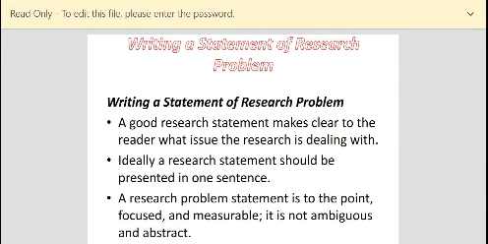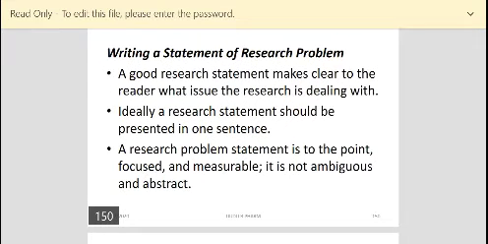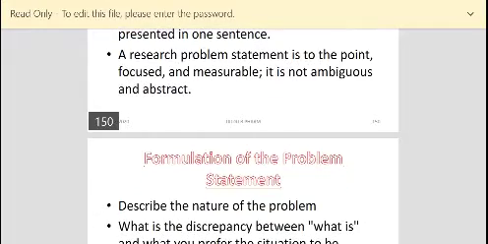A good research statement makes clear to the reader what issue the research is dealing with. Ideally, a research statement should be presented in one sentence. A research problem statement is to the point, focused, and measurable. It is not ambiguous and abstract. When you write a statement of research problem, if someone reads it, they get the concept of your research study, what exactly you want to do, and they get the whole idea of your research.